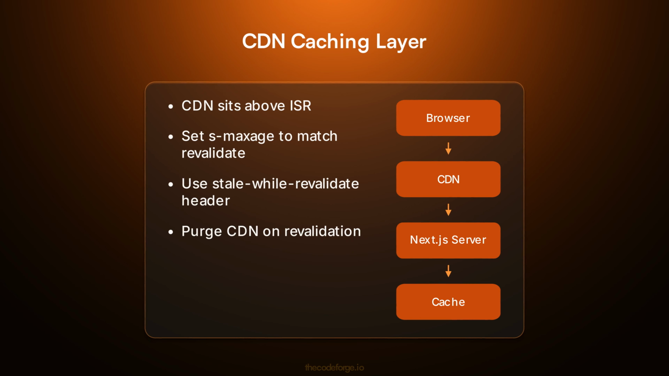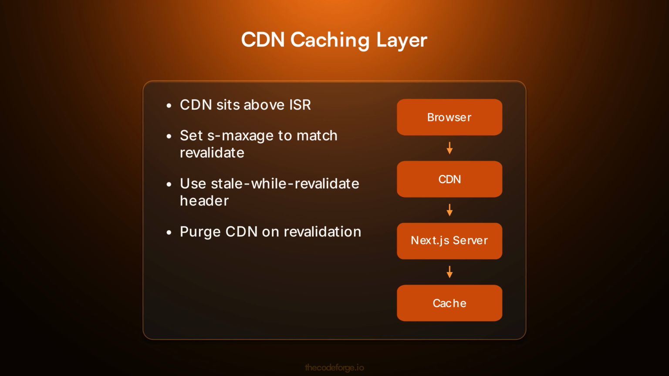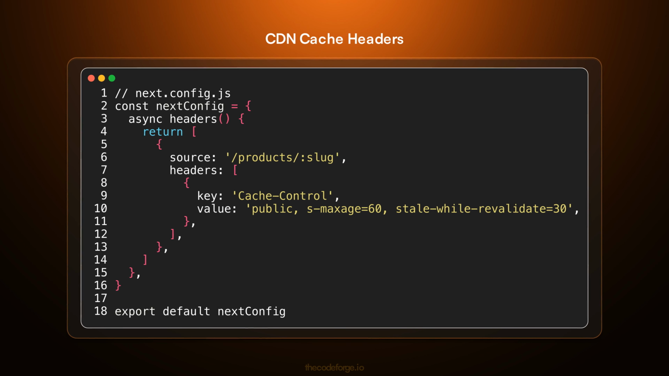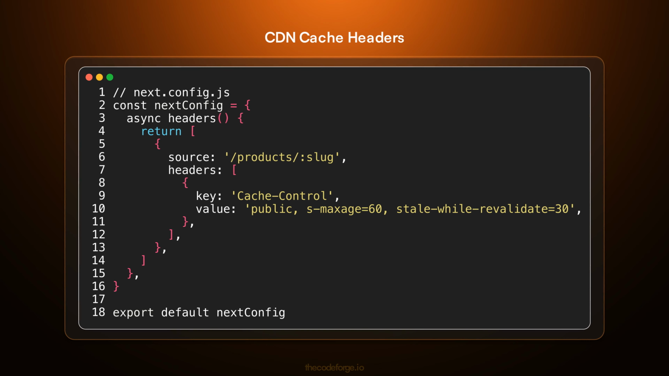Content delivery network caching adds another layer. If your content delivery network caches for 300 seconds, ISR with revalidate 60 is useless. Set cache control headers to align content delivery network TTL with your ISR revalidate value. This configuration sets cache control headers for product pages. s-maxage=60 tells the content delivery network to cache for 60 seconds, and stale-while-revalidate=30 allows serving stale for 30 more seconds while revalidating.